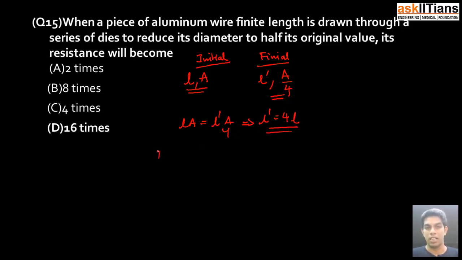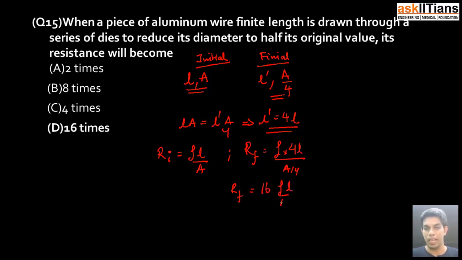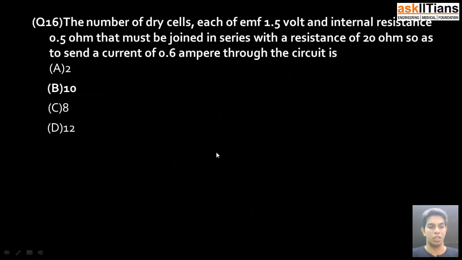So the resistance, let's say the initial resistance Ri is equal to rho L by A. The final resistance, which is Rf, is equal to rho into 4L divided by A by 4, which gives me Rf is equal to 16 times rho L by A, or Rf is equal to 16 times R initial. So D is the correct answer. Let's move on to the 16th question.